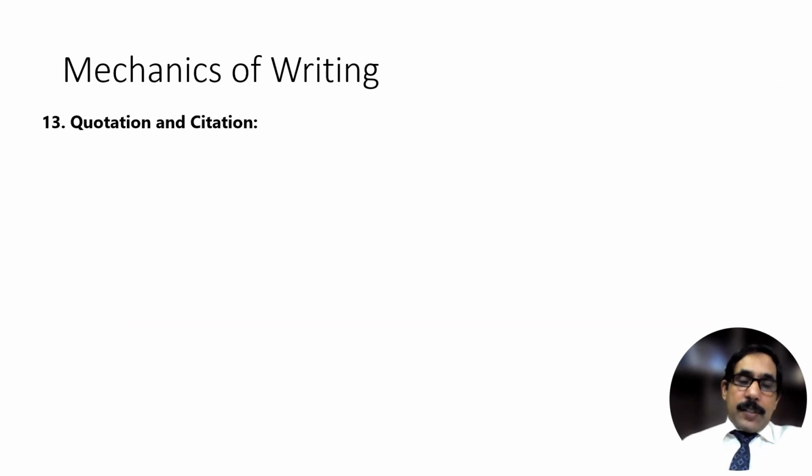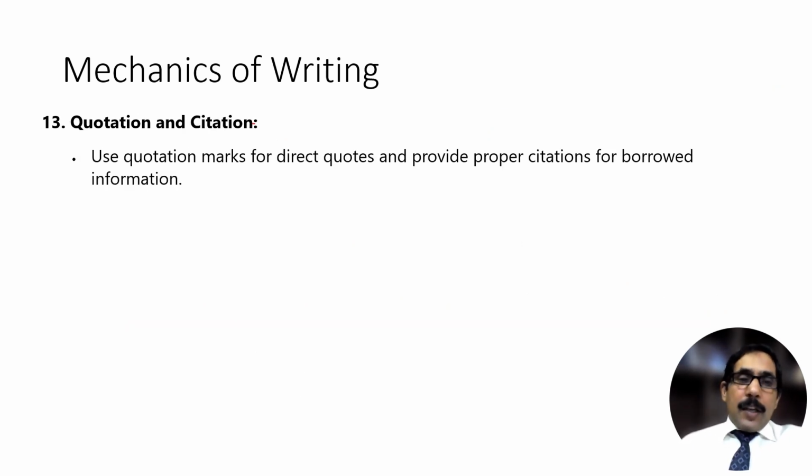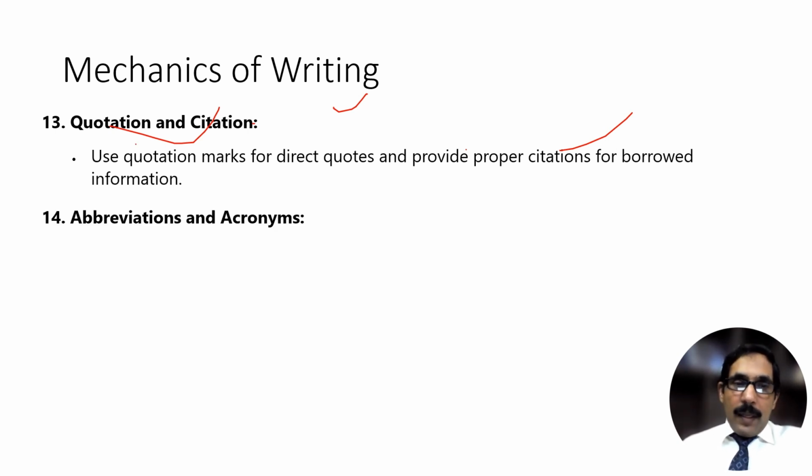Quotation and citations. Use quotation marks for direct quotes and provide proper citations for borrowed words. And if there is a word borrowed from Urdu or some other language, it must be written in italics. So it must be clear that this word doesn't belong to a particular language. And if we are using some quotations, they must be cited properly and separated with commas.